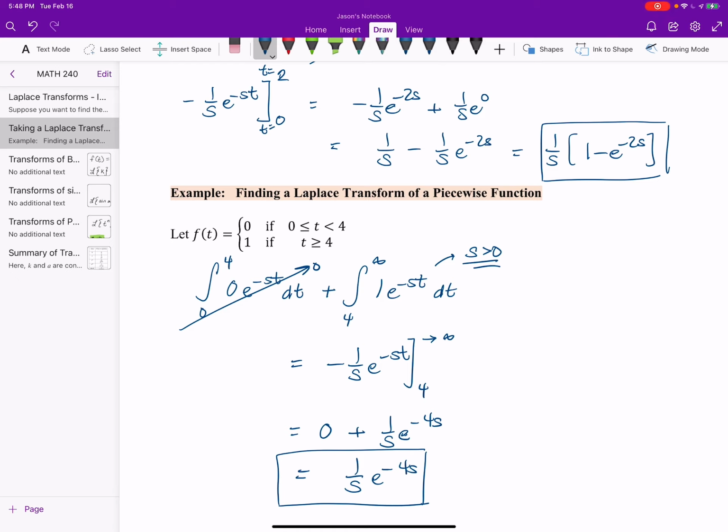We're going to get into transforming basic functions in the next video. So this is kind of the first in a series, so be sure to watch the rest.